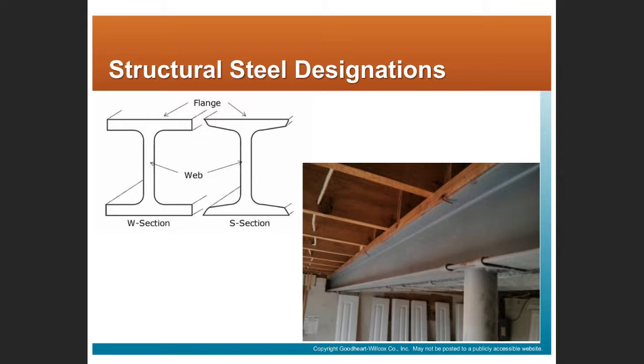Right? We often see structural steel of this shape, right? A W or S section. You see the term web and flange. I happen to stick a picture in there of a steel I-beam that you might see in residential construction, right, holding up the wood frame above it. So again, these are called I-beams, right, a web and a flange.